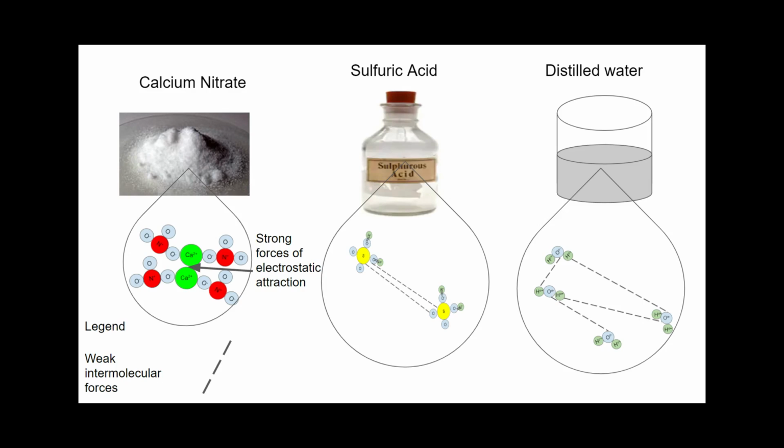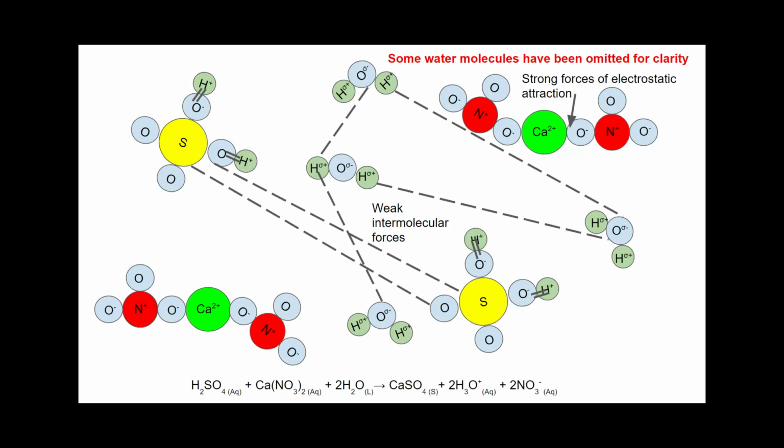Just like sulfuric acid, water molecules have weak intermolecular forces of attraction between discrete molecules and strong covalent bonds, which are electrostatic in nature, between the hydrogen and oxygen atoms. At first, when the two solutions are mixed together, the molecules and compounds will be spread out.